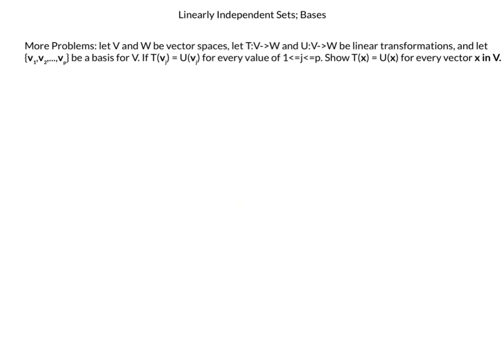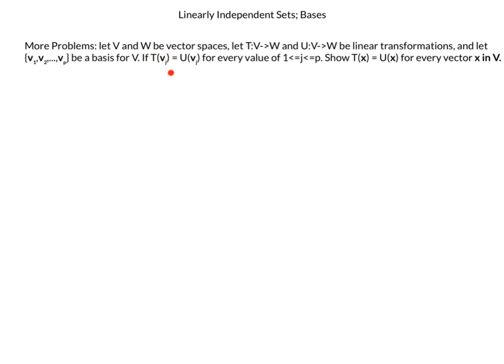Oh, there's one more problem. I lied. It wasn't the last problem. It wasn't just 3, there's 4. So let V and W be vector spaces. Let T be a transformation from V to W, and U be a transformation from V to W, and they're linear transformations. And we're going to let v1 up to vp be a basis for V.